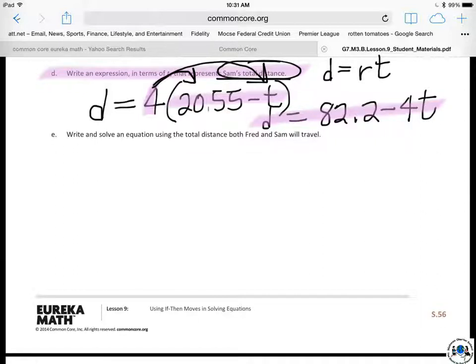That is how we can determine Sam's total distance, and that's our expression right there for Sam's total distance. We don't actually need the d equals, but that's implied. But that is the expression right there, 82.2 minus 4t, and of course that t being Fred's time.